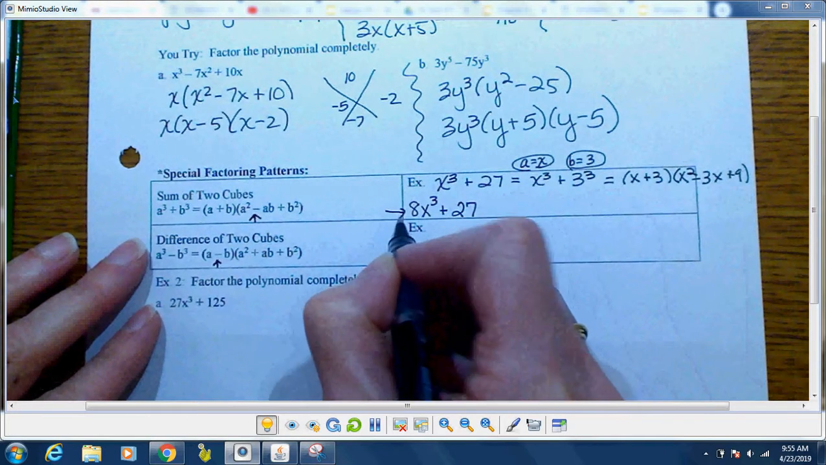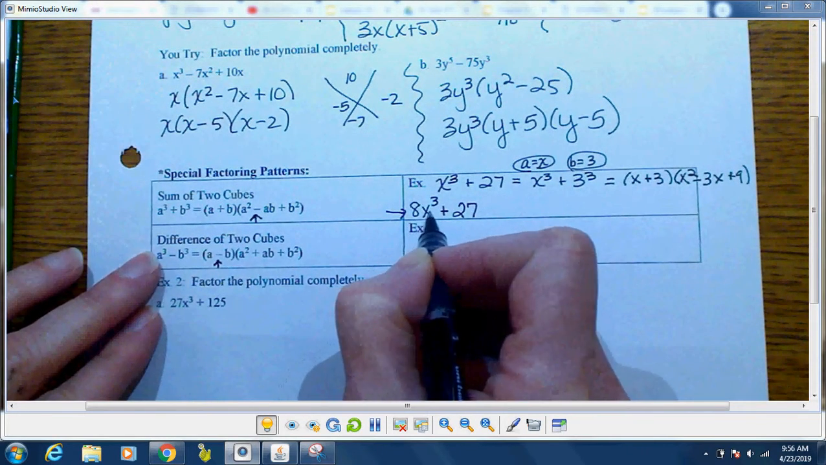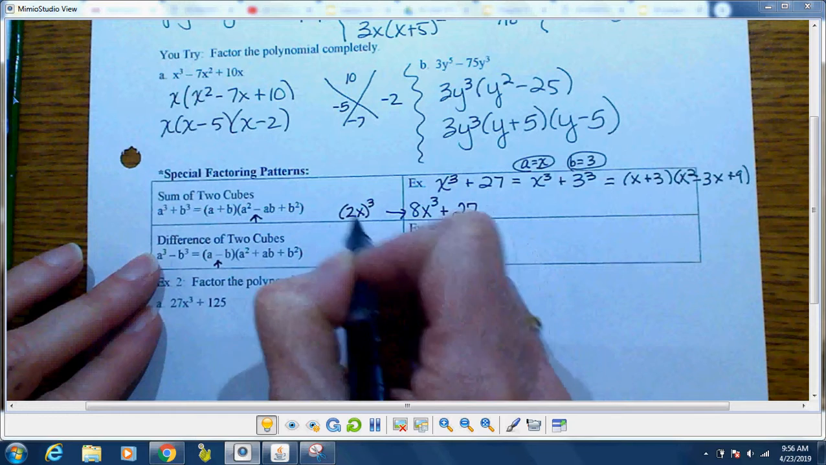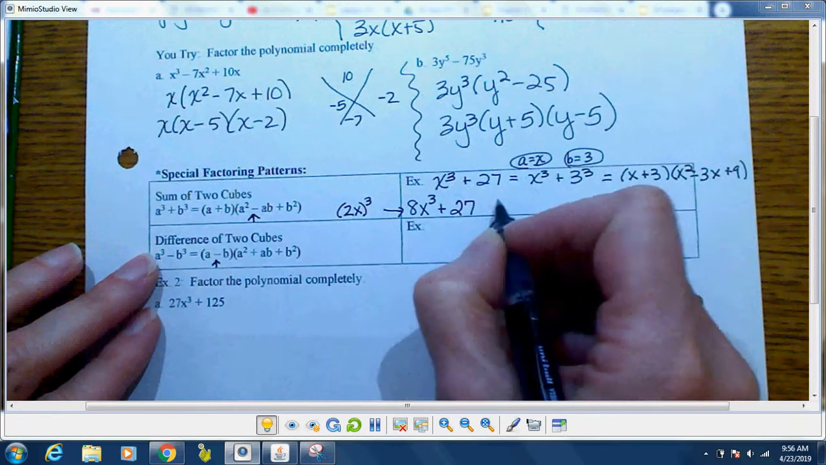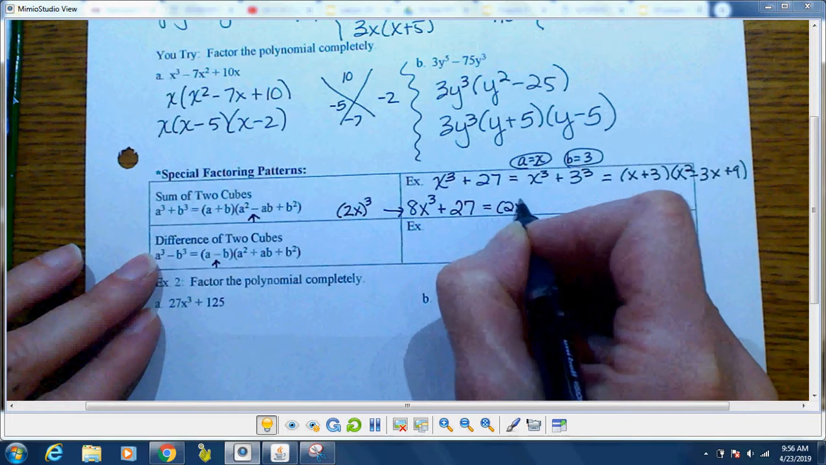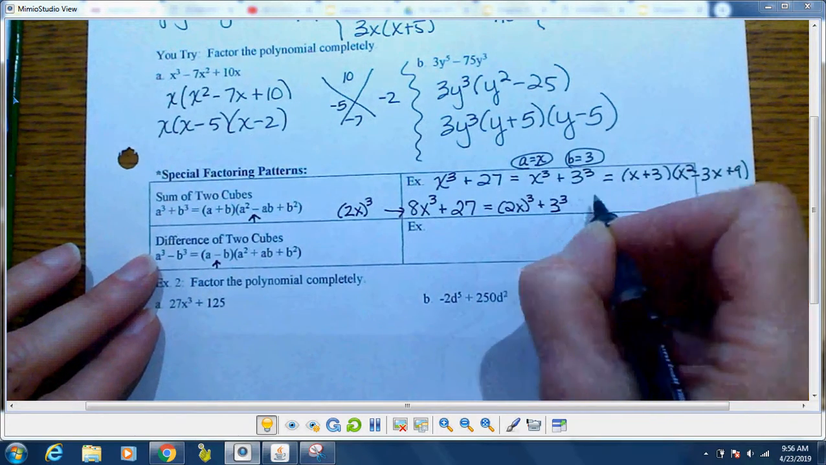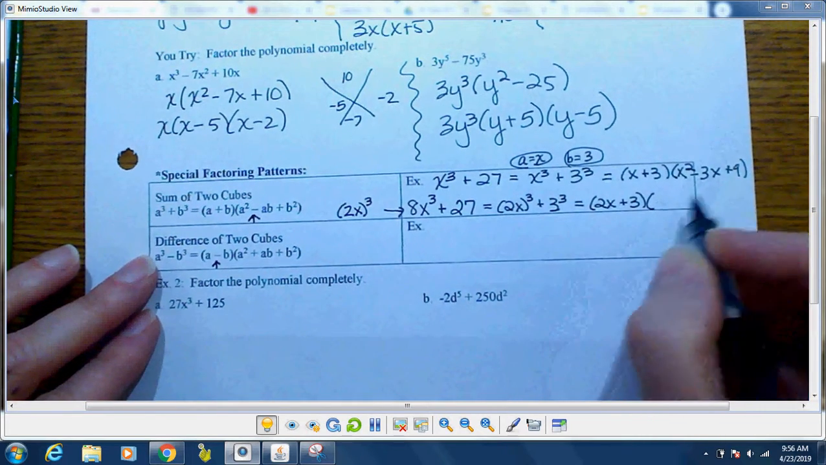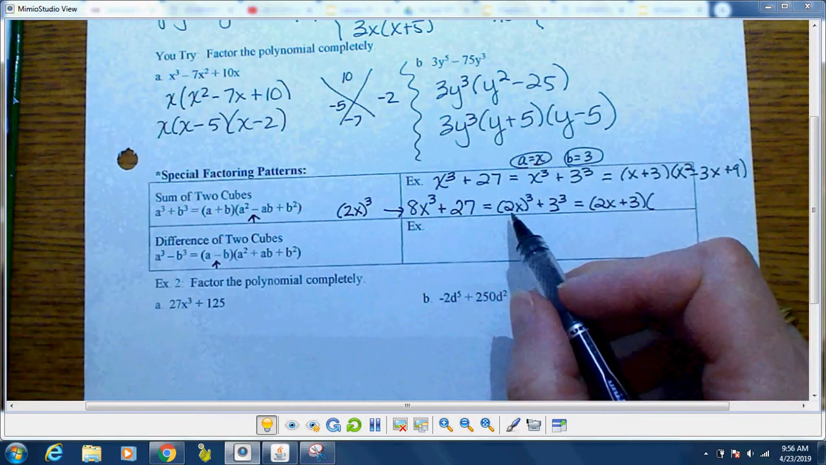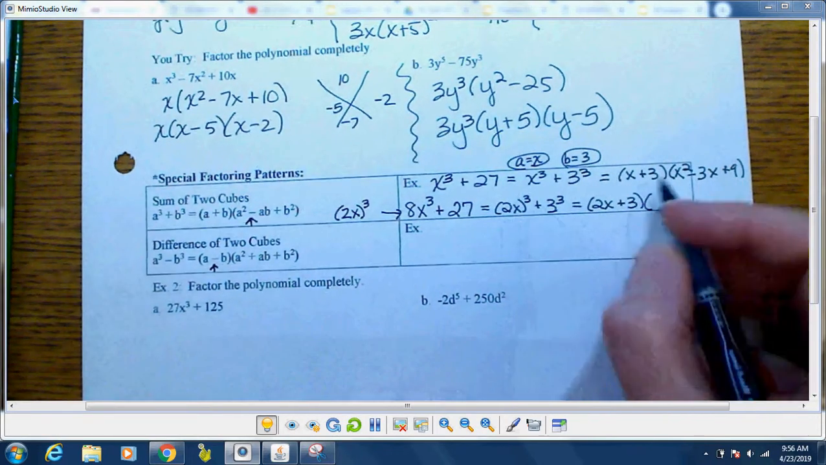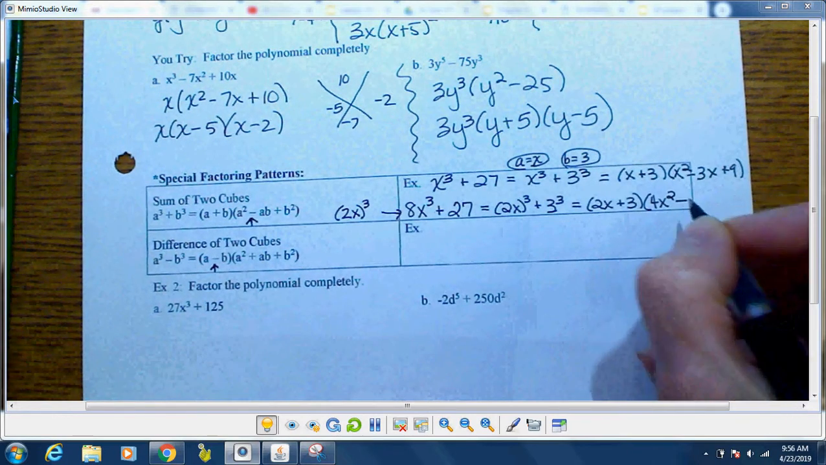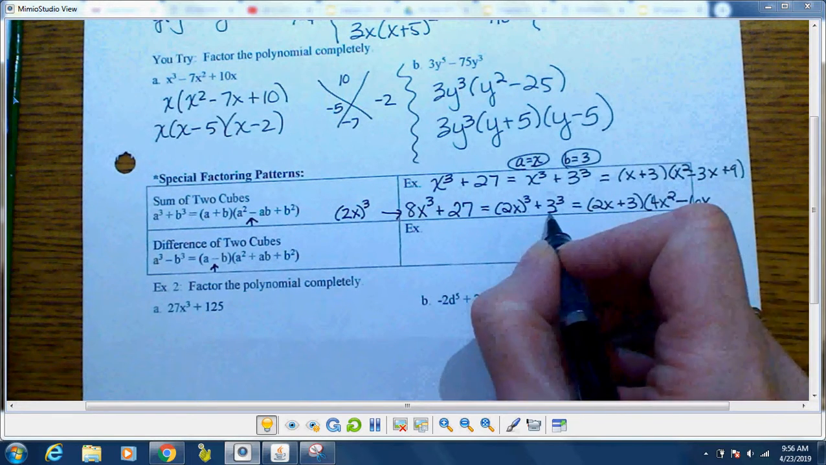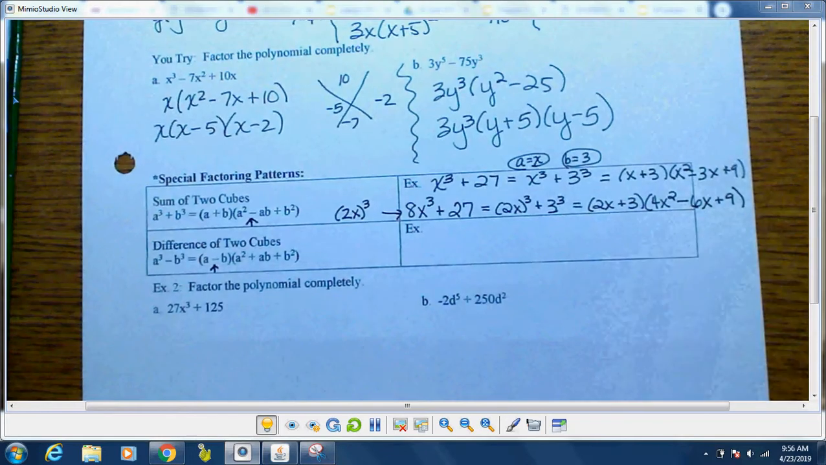So now my a value, 8, is 2 cubed. So this is going to be 2x cubed. All right, so my a value is 2x. So I'm going to rewrite it this way, plus 3 cubed. So 2x plus 3, just substitute them in there. Then for my first one, 2x squared, so you got to square the 2 and the x, you get 4x squared. Now I multiply them together. 2x times 3 is 6x. 3 squared is 9. Okay.